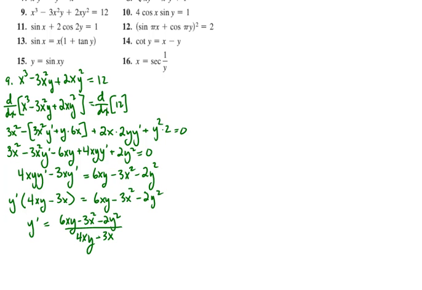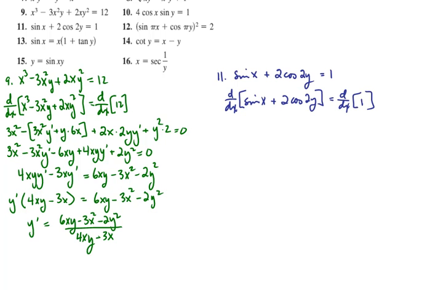With number 11, we begin to work with trigonometric functions. Specifically, we have sine of x plus 2 cosine of 2y is equal to 1. We're going to take the derivative of both sides with respect to x. So, taking the derivative of the left side, the derivative of sine x is just cosine x. The derivative of 2 cosine 2y, we have the chain rule here, along with an implicit differentiation. So we take the derivative of the outside, leave the inside alone.